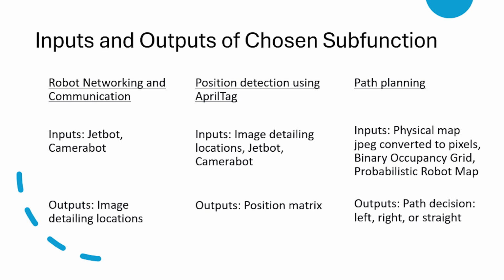For path planning, you need to use things such as the physical map JPEG converted to pixels, binary occupancy grids, and probabilistic robot map that declares the final path decision: right, left, or straight. Line following, inverse kinematics, and stopping at a stop sign also have inputs and outputs, such as a variety of images that would be necessary if we were trying to achieve the final overall goal.